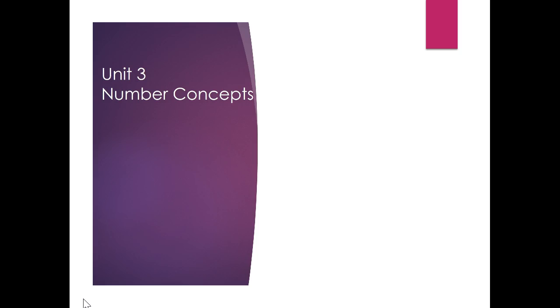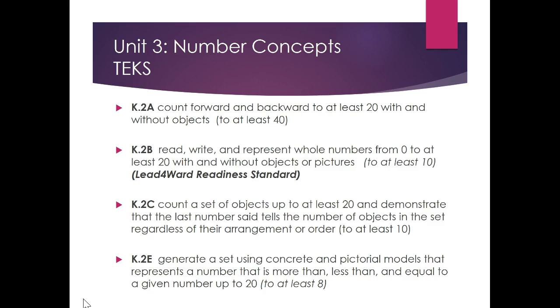Unit 3 covers number concepts. We're again going to be counting forwards and backwards to at least 20, but on K.2b, we're going to be reading, writing, and representing whole numbers from 0 to at least 10 with and without objects and pictures. K.2c, we're going to be counting a set of objects to at least 10 and demonstrate that the last number said tells the number of objects in the set regardless of their arrangement and order. And then K.2e, we're going to generate a set using concrete and pictorial models that represent a number that is more than, less than, and equal to a given number up to at least 8.